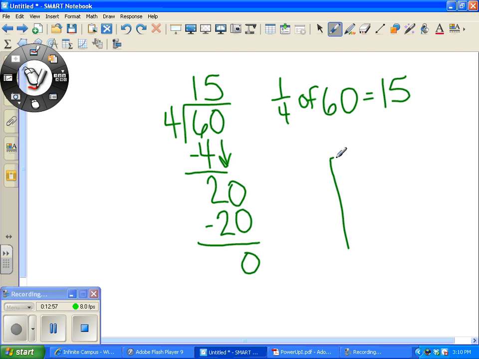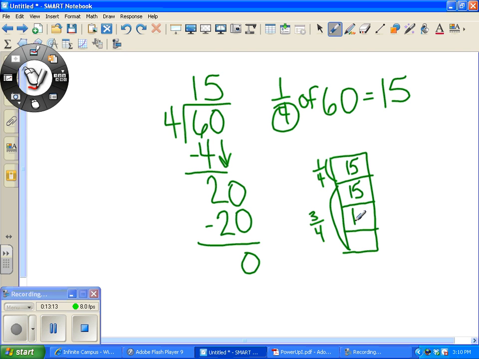And if I have to draw it, here's my rectangle. How many pieces do I make? 4. So I'm talking about one of these. This is 1/4. This is 3/4 over here. I have to put 15 in each. And now it's easy to see that 1/4 is 15 and 3/4 is 15, and 15 plus 15 is 30 plus 15 is 45, so 3/4 of 60 equals 45.